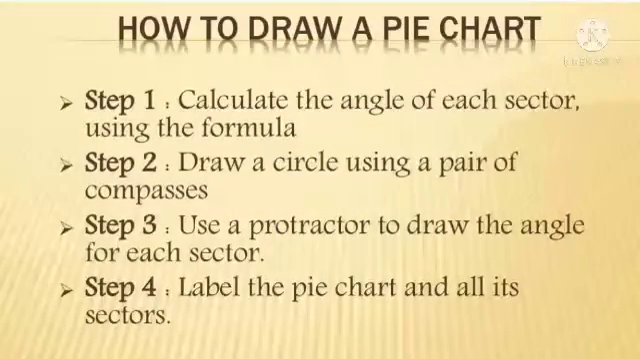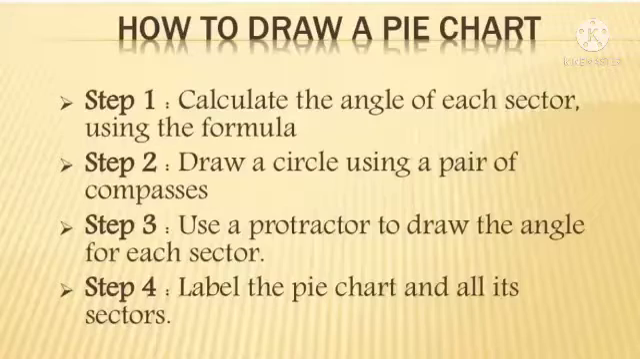How to draw a pie chart? Step 1. Calculate the angle of each sector using the formula. Step 2. Draw a circle using a pair of compasses. Step 3. Use a protractor to draw the angle for each sector. Step 4. Label the pie chart and all its sectors.